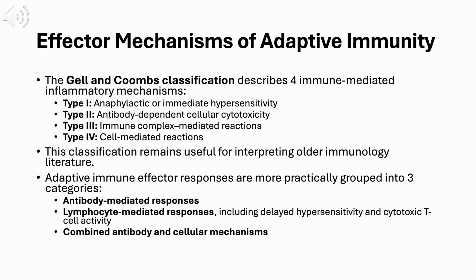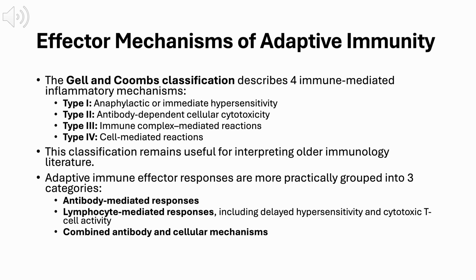The historical framework is the Gell and Coombs classification, which describes 4 immune-mediated inflammatory mechanisms. Type 1 is anaphylactic, or immediate, hypersensitivity. Type 2 is antibody-dependent cellular cytotoxicity. Type 3 is immune complex-mediated reactions, and Type 4 is cell-mediated reactions. This classification is still worth knowing because it remains useful for interpreting older immunology literature. You'll encounter these Roman numerals constantly.